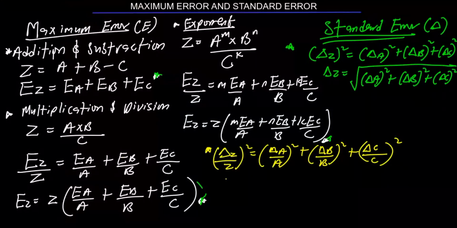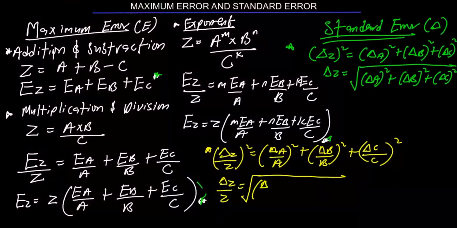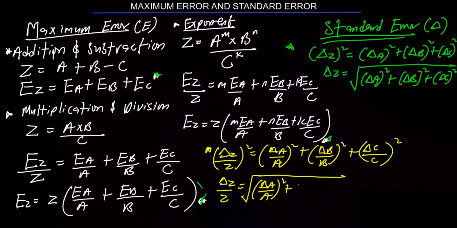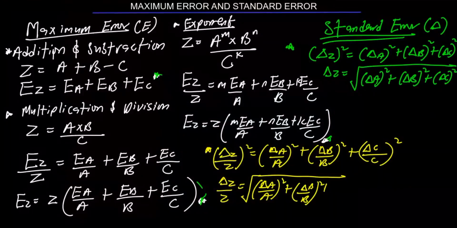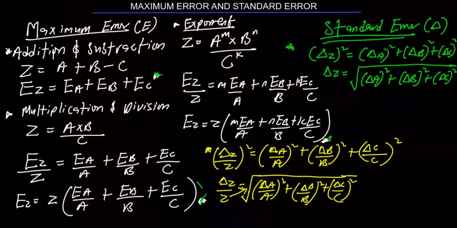Then for me to find, I can just say delta Z over Z equals the square root of delta A over A square plus delta B over B square plus delta C over C square. As simple as this. And you can just multiply your Z here and you get your final answer. And that's the way we do each and every one of them.